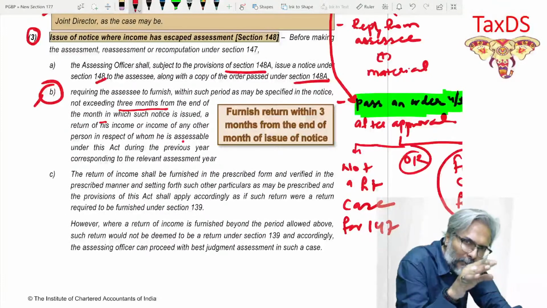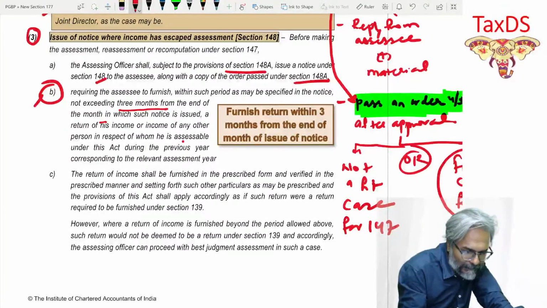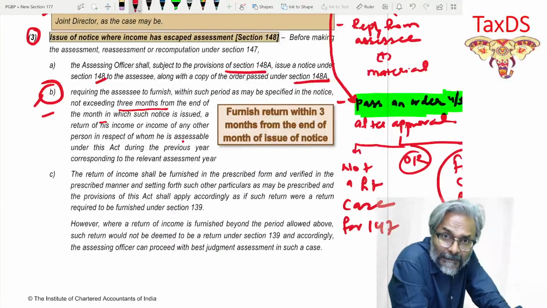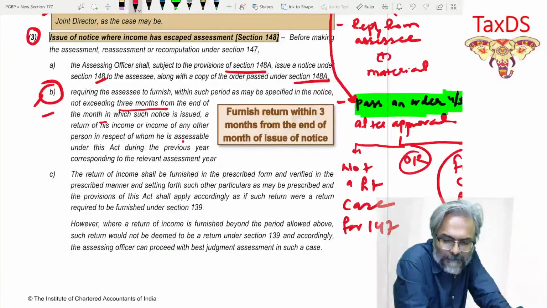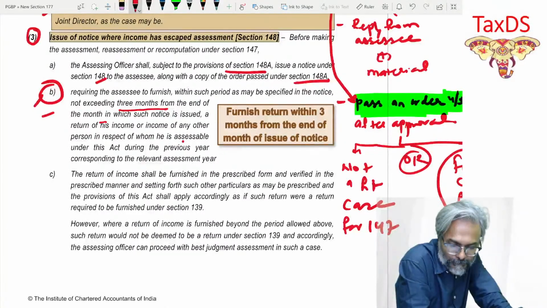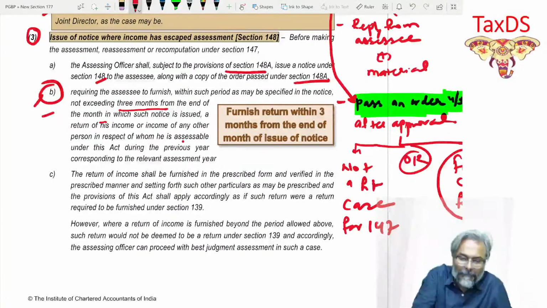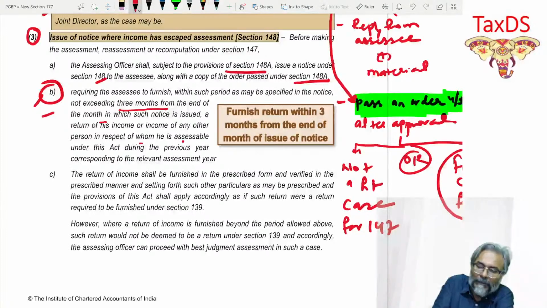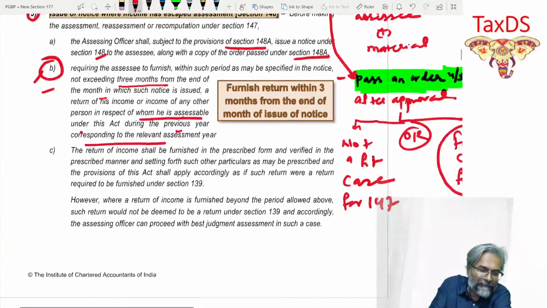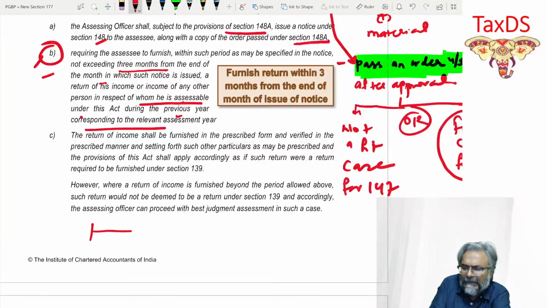So now, what is the position, students? Okay, let's read this one again. Point number B. Requiring the assessee to furnish, within such period as may be specified in the notice, not exceeding 3 months from the end of the month in which such notice is issued, a return of his income or any other income in respect of whom he is assessable under this Act during the previous year corresponding to the relevant AY. So students, in this case, say for example, I am giving him the notice.